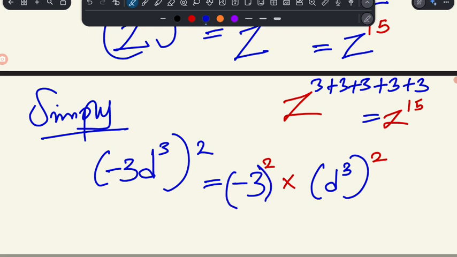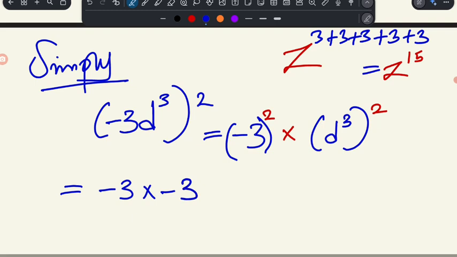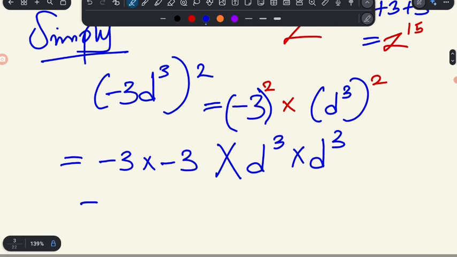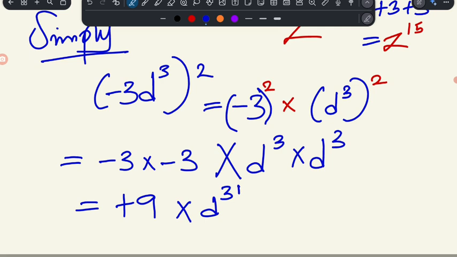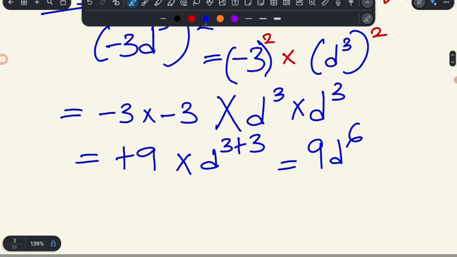To make it convenient, let's do it manually for us to understand what we are doing. This square can give us minus 3 times minus 3. And this square can also be d raised to power 3 times d raised to power 3. So we have plus 9 times d raised to 3 plus 3, which will give us 9d raised to power 6. Now, let's also use our formula.